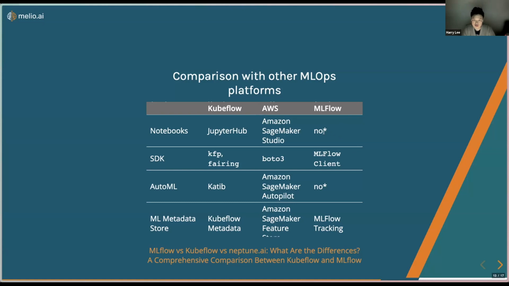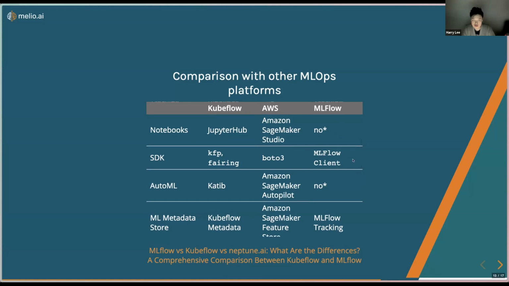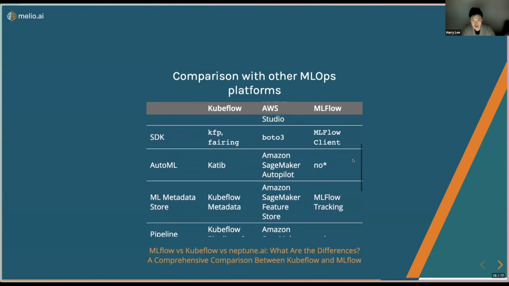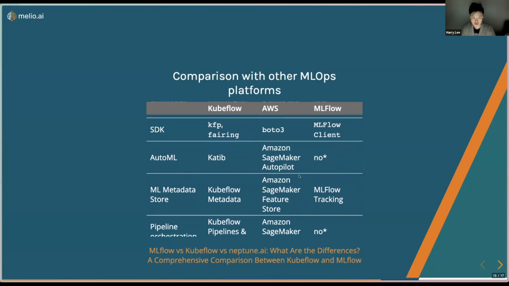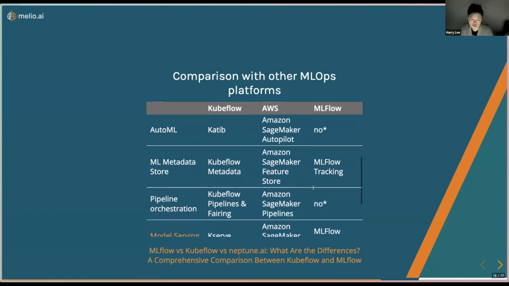MLflow itself is not really opinionated. It doesn't give you any modules for the notebook. You can use whatever IDE or environments that you want. On SDKs, all three support SDKs. You've got KFP, for example. These are just clients that you use to interact with the various components of Kubeflow. AWS has Boto3, and MLflow also has its own clients. So that's cool for all three.